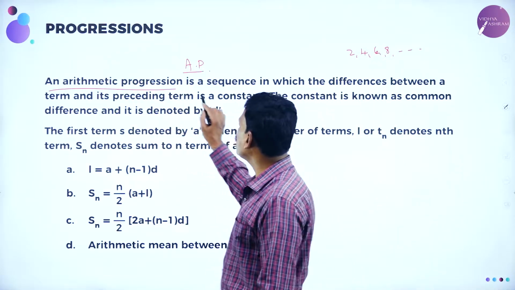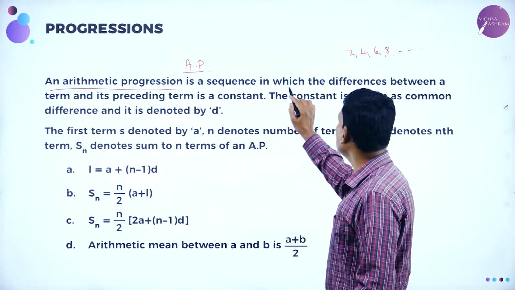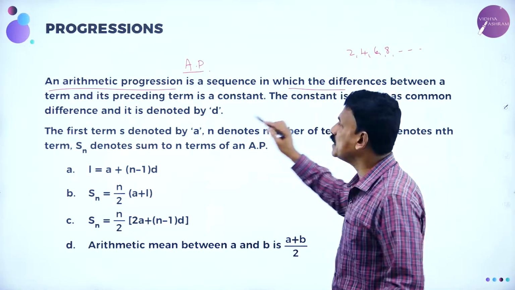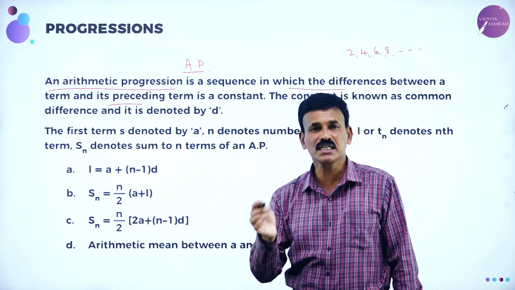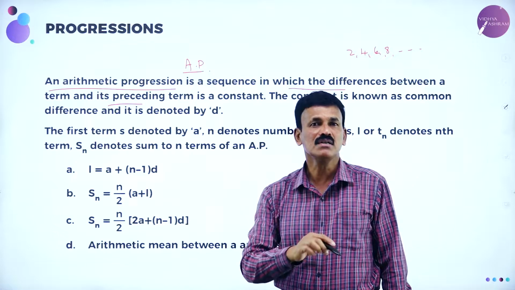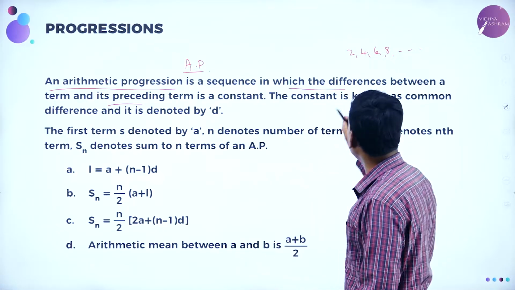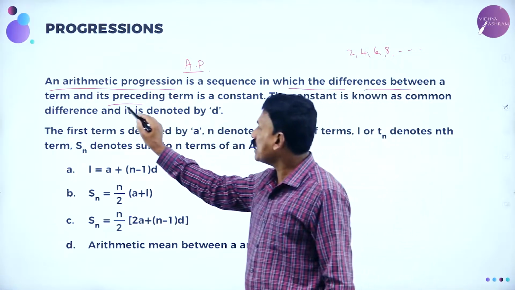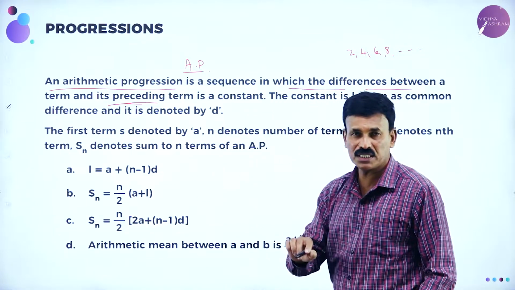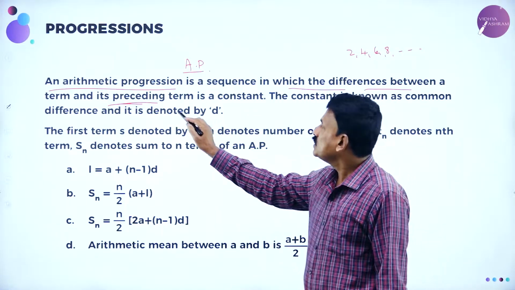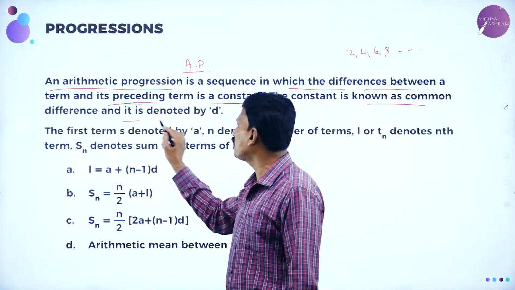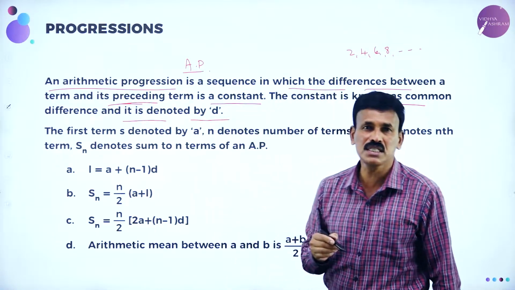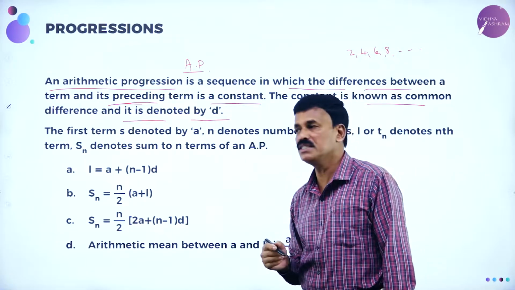An arithmetic progression is a sequence in which the difference between a term and its preceding term, that is the difference between the second term and the first term, the third term and the second term, second minus first, third minus second, is a constant, and the constant is known as the common difference and it is denoted as d. So d is called the common difference.